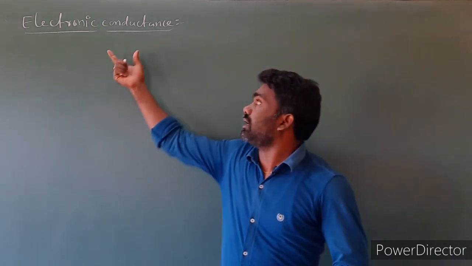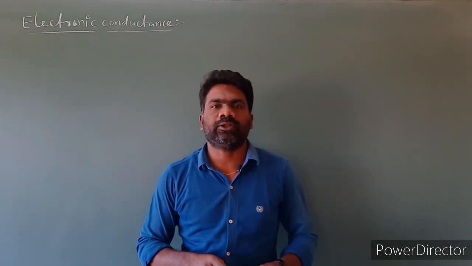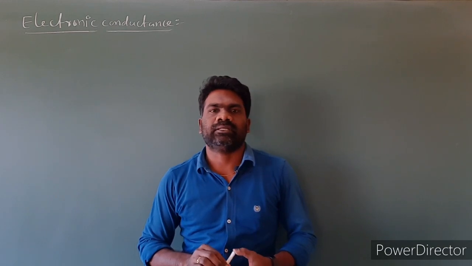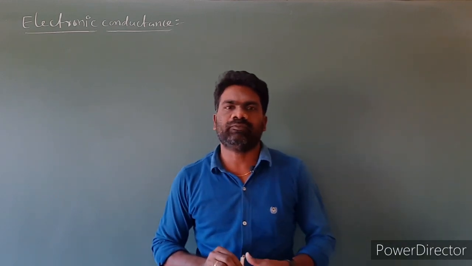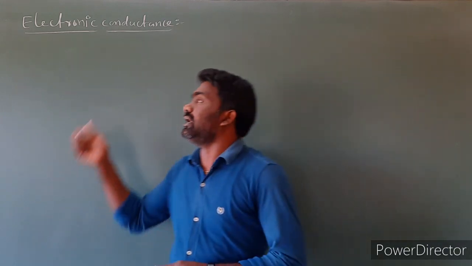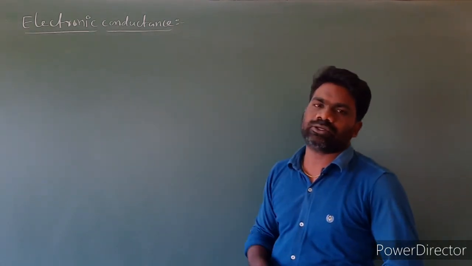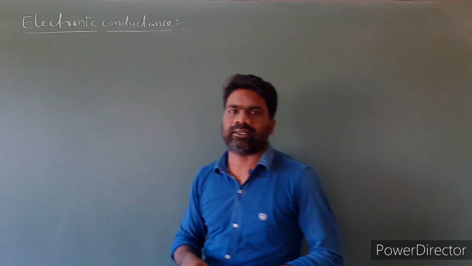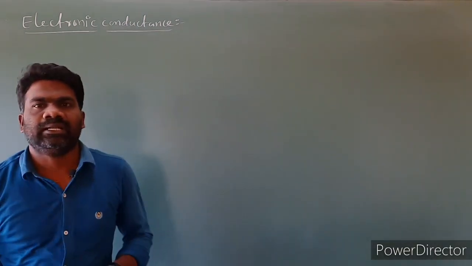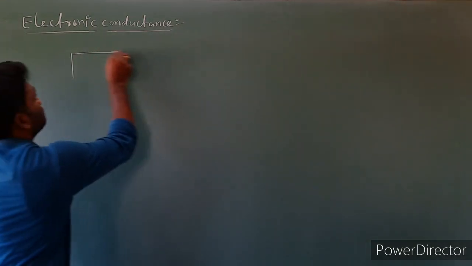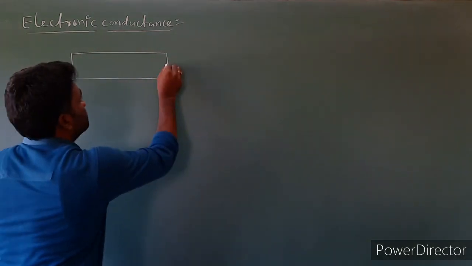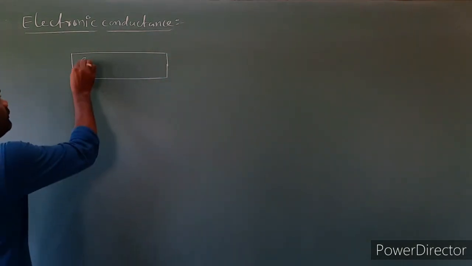Next, electronic conductance. Electronic conductance is defined as the conductance in substances that is due to the movement of electrons. It is also called metallic conductance. What is the meaning of this statement? Let us understand by taking an example. Imagine this is a metallic rod. It has free electrons.